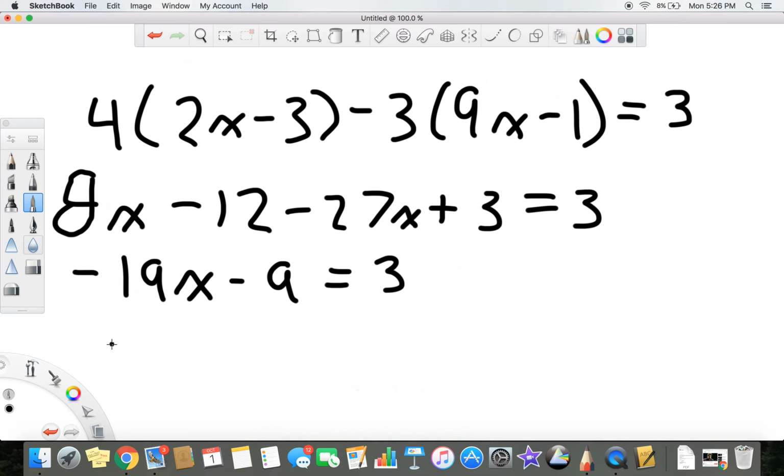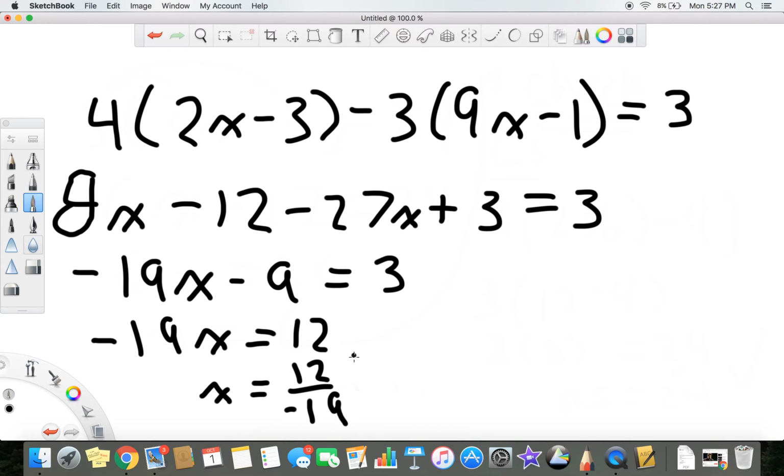Simplify that by getting rid of the 9. Negative 19x is equal to 3 plus 9, because we're getting rid of the negative 9 by adding 9. So we're going to add 9 to this side. 3 plus 9, that is 12. Then we want x alone, and we want a positive, so we're going to divide both sides by negative 19. So x equals 12 over negative 19. And we'd also check this one. So I'll leave the checking up to you.